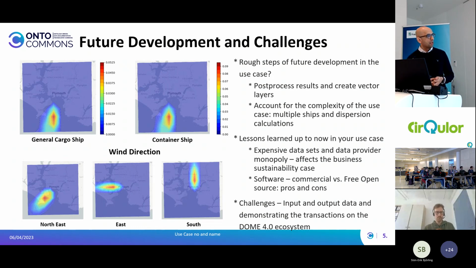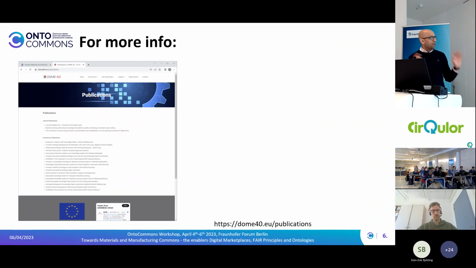In terms of challenges, the input and output data, and ultimately demonstrating this is currently running on the CMCL server. We want to get this running through Dome, but that has to go through a lot of development stages. That's it. Everything else is open in publications, in terms of code, in terms of everything we do for the public funded projects. So feel free to browse that site and otherwise get in touch with me or anyone else from Dome. Thank you.